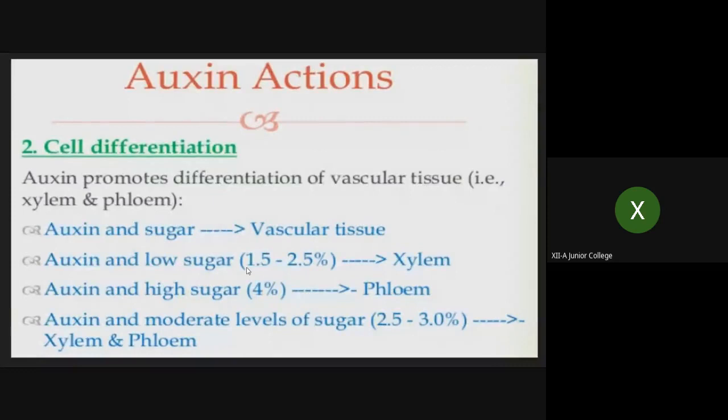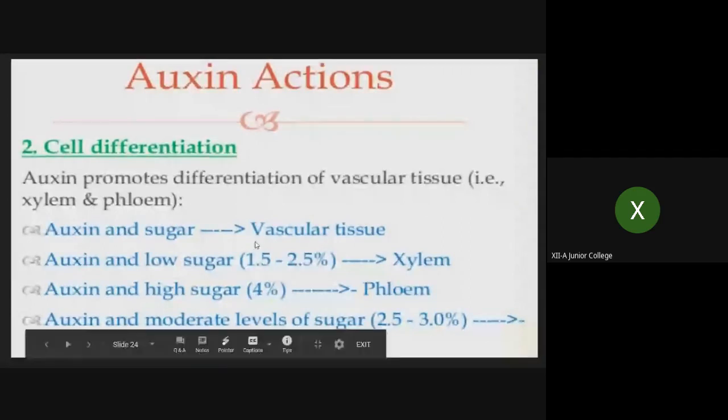So these two tissues get separated and differentiated. In detail, you need not remember that auxins plus sugar will give rise to vascular tissue, or low sugar, high sugar, that you need not remember. But that cell differentiation means xylem and phloem.